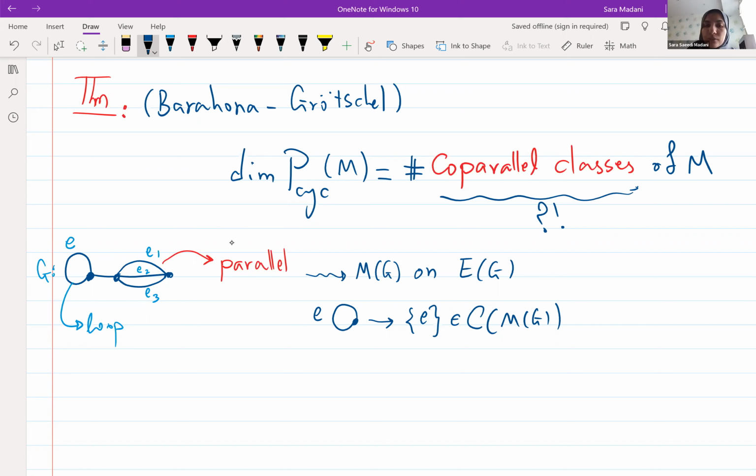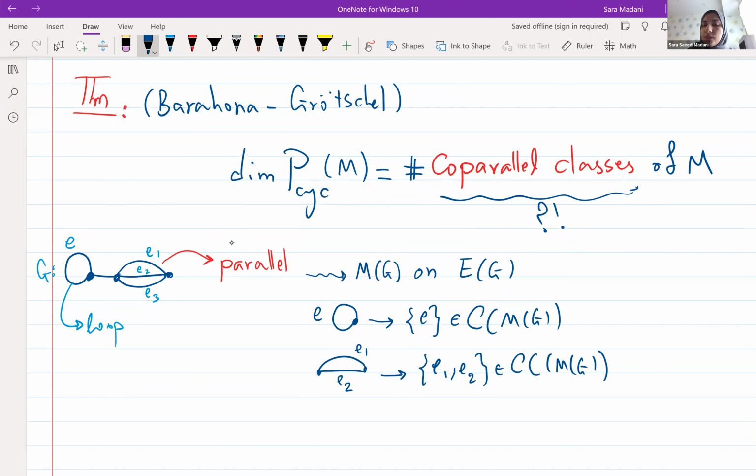If I look at these edges, E1, E2, for example. So these two edges provide a cycle of length 2 in my graph. So it means that I have a circuit of cardinality 2 in my graphic matroid. E1 and E2 is a circuit.